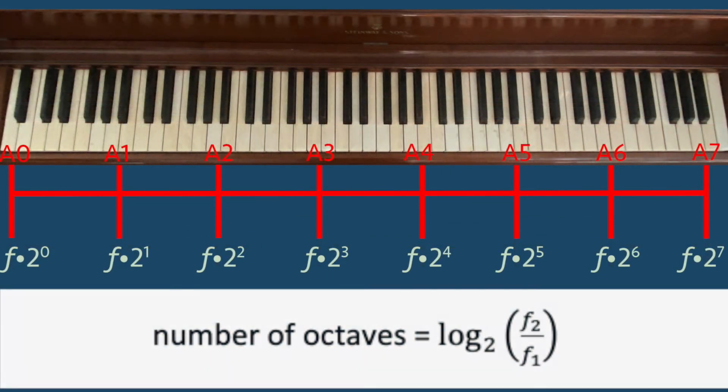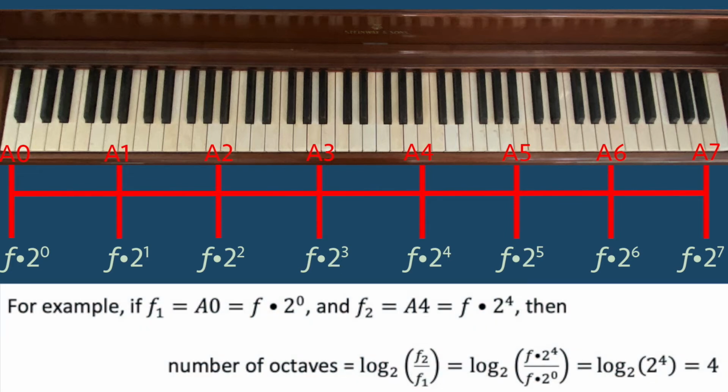To see how the ratio number meaning of the word logarithm comes into play, there is a simple relation between the number of octaves between two frequencies. If the two frequencies are labeled F1 and F2, then the number of octaves between them is equal to log of F2 divided by F1 to the base 2.